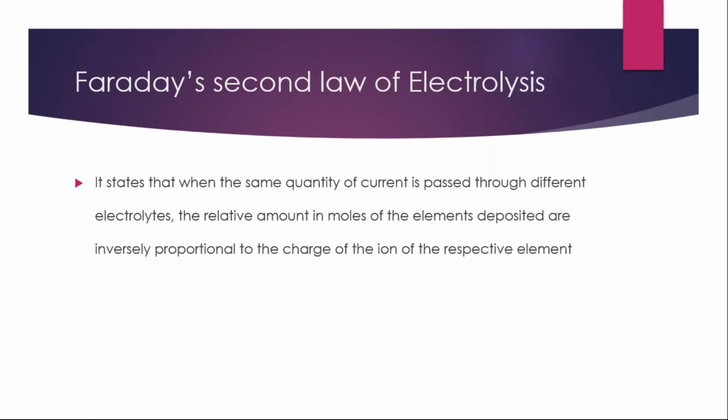So that's why he came up with the second law: the mass of the deposited chemical is directly proportional to its atomic weight and inversely proportional to its valency, which is the valence electrons in the outermost shell. When you put Faraday's first and second laws together, you have the chemical equivalent or equivalent weight, given as the atomic weight divided by the valency.